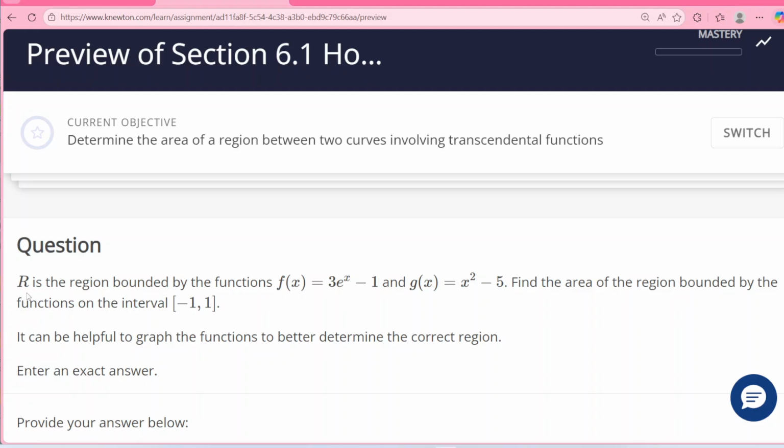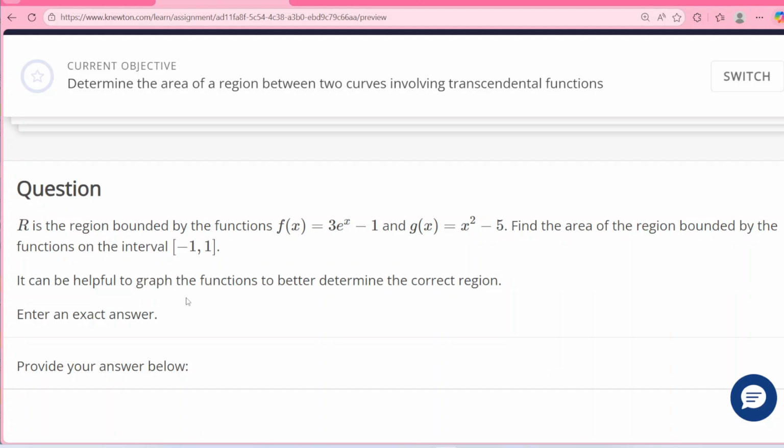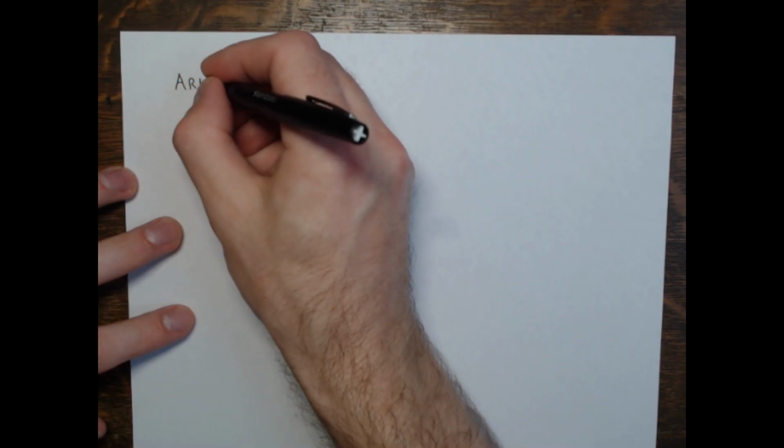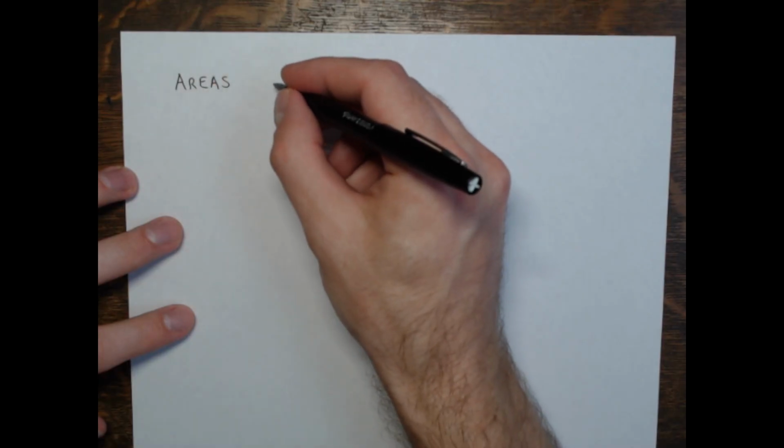And they say here, R is the region bounded by the functions that I just stated. Find the area of the region bounded by the functions on the interval from -1 to 1. They even say here it can be helpful to graph the functions to better determine the correct region. Now, when we're talking about functions of x, like we have here, and then we try to determine areas between curves.